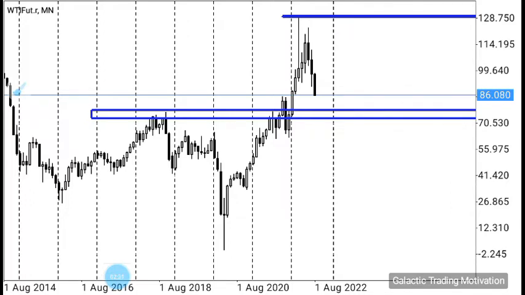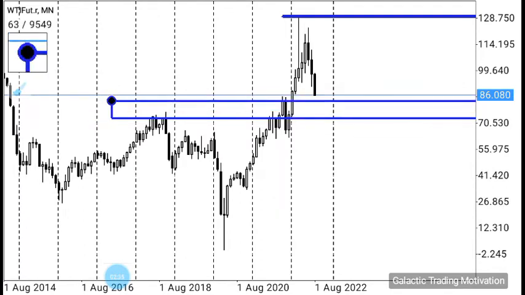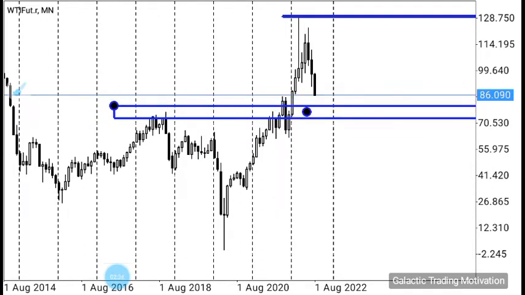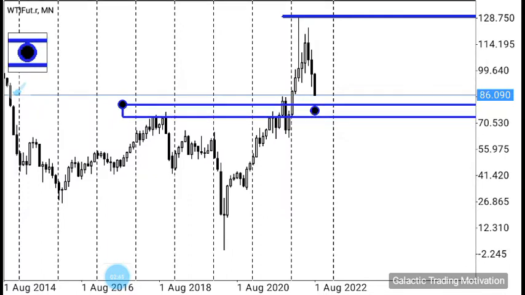So let me just fix this trend line, because when it comes to necklines, we just need to remember that they are not actual lines. They are areas, like I have on this particular chart of WTI oil, right?